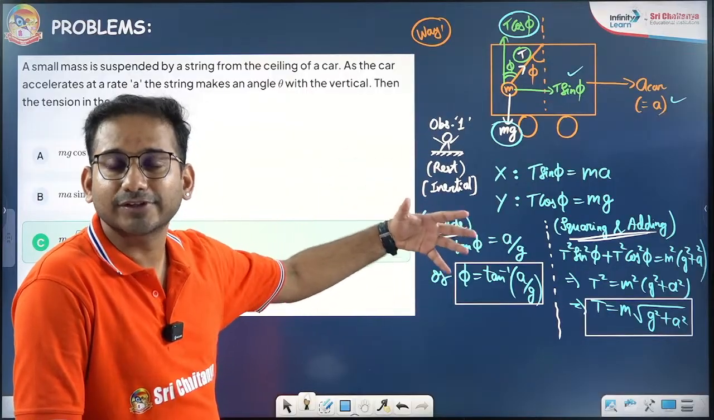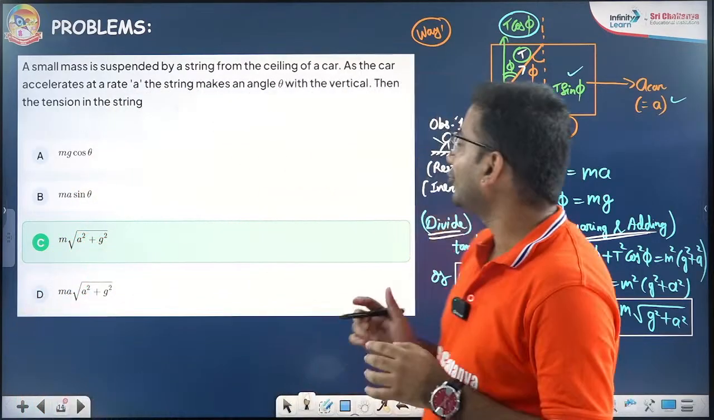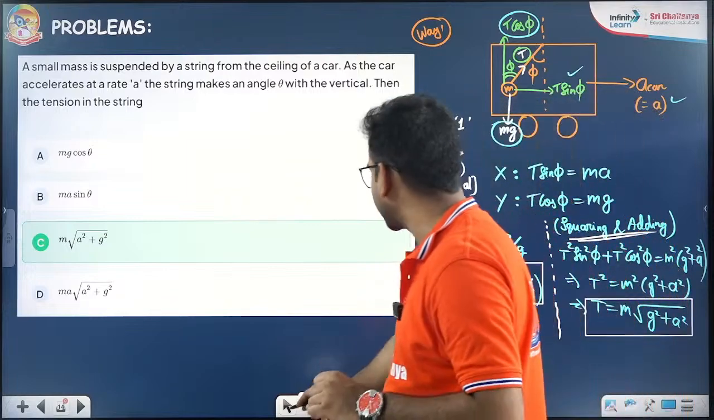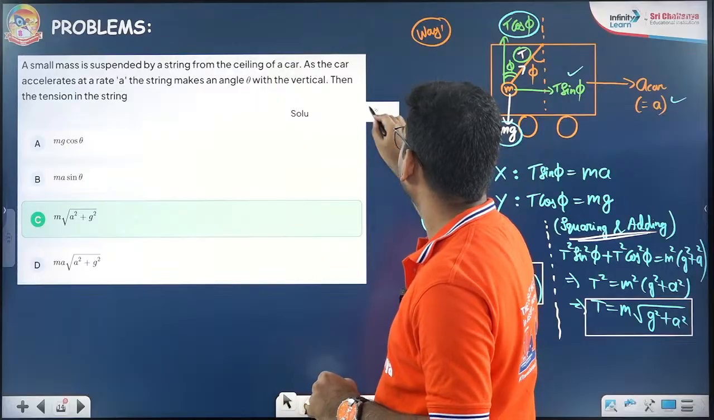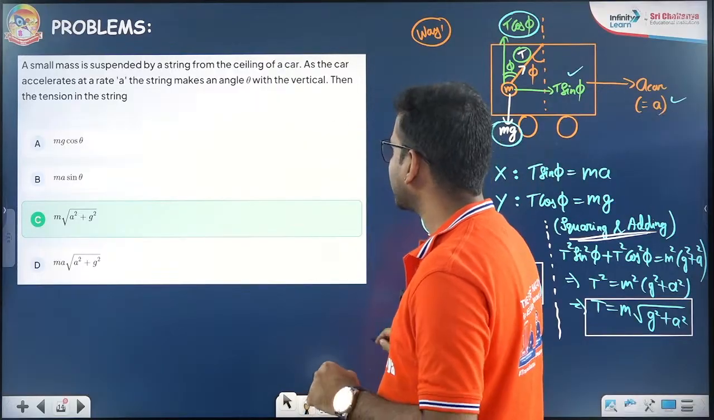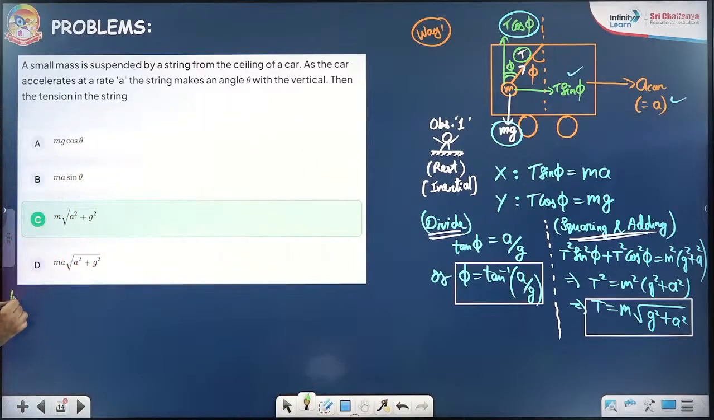But pseudo force is a tool or technique. As I said, examiner will never tell you that we want you to solve this problem by this technique. Examiner is not going to tell you that. So there is always a way of doing it with pseudo force. So let me tell you way 2.